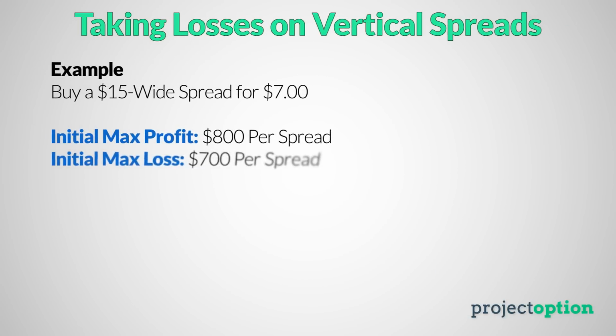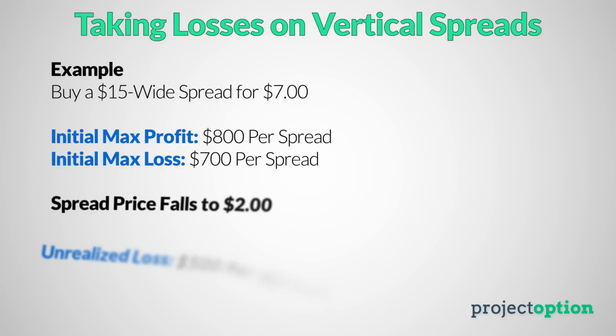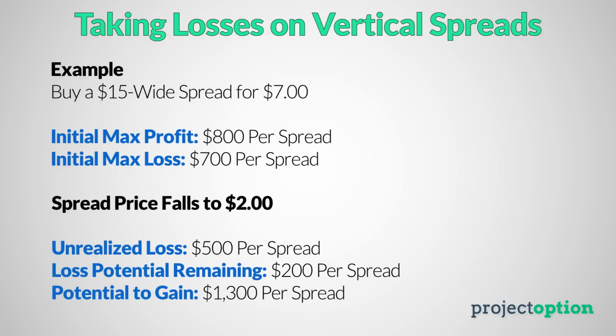For example, if I buy a $15 wide spread for $7, the most I can lose is $700 per spread, and the most I can gain is $800 per spread. Let's say that spread's price goes from $7 to $2. In that scenario, I would have a $5 loss per spread, and when I account for the option contract multiplier of 100, that gives me a $500 loss per spread.